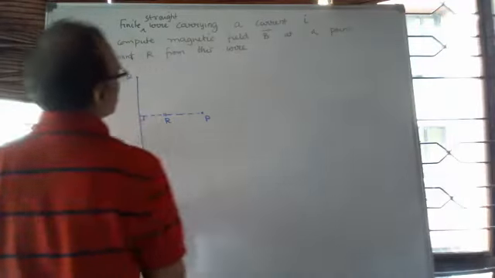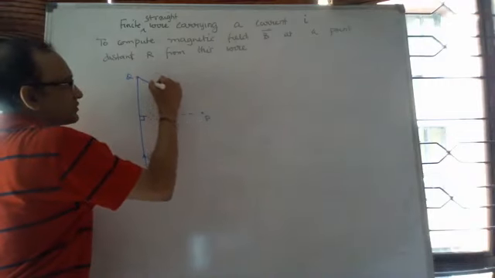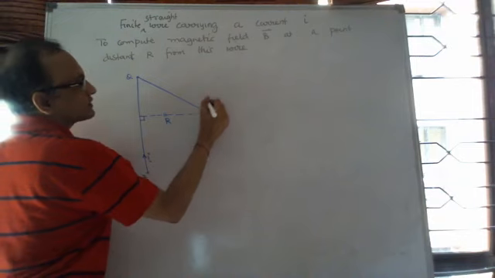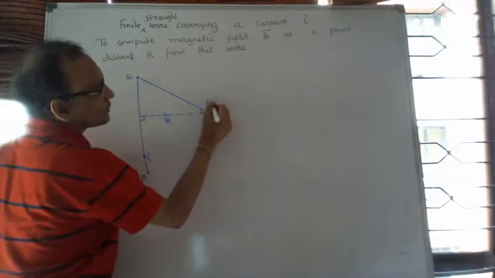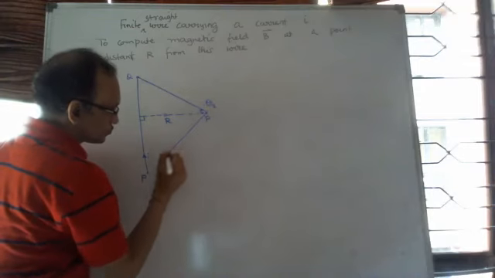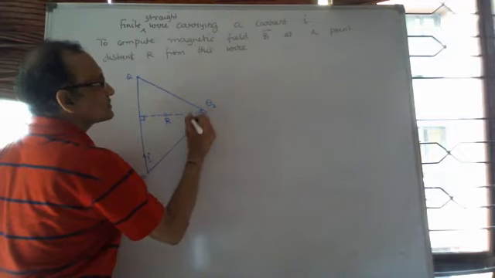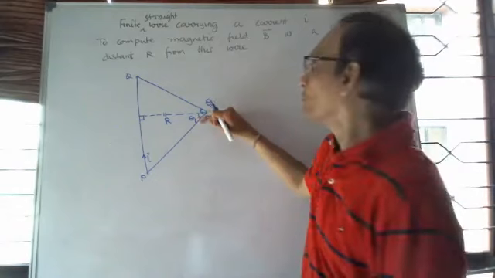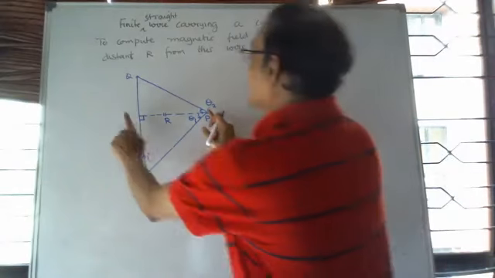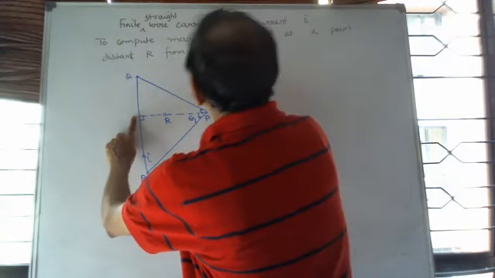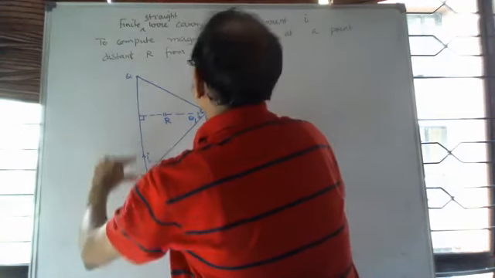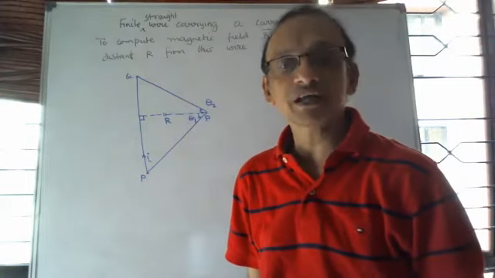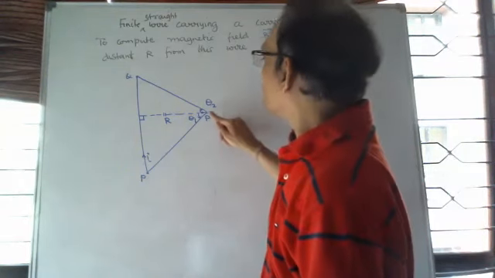How will we exactly locate this P? By two angles. This angle, say, is theta 2, and say this angle is theta 1. Because R alone cannot tell me where exactly the point is located. Here also we could take R, here also we could take R, it could be anywhere. So theta 1 and theta 2 together will tell me where this point is.